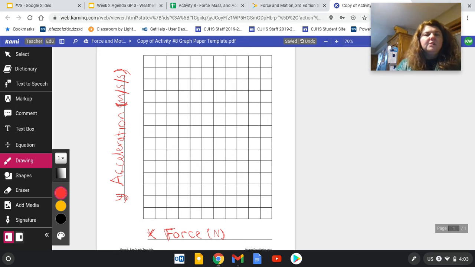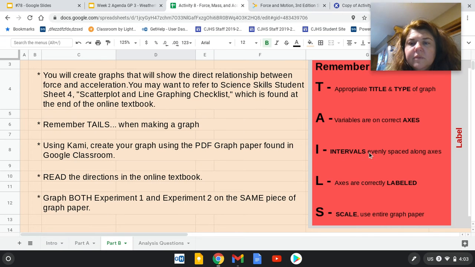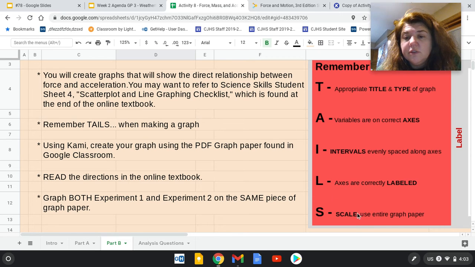All right. So now we're ready to think about the next step. Since we know our variables are on their correct axes, we're going to do the intervals. And intervals is how we're going to evenly space along the axes, okay? So we have intervals to do. We have to label the axes correctly, which we did because it told us what to do in the directions. And then scale, just making sure that we're using the entire piece of graph paper.